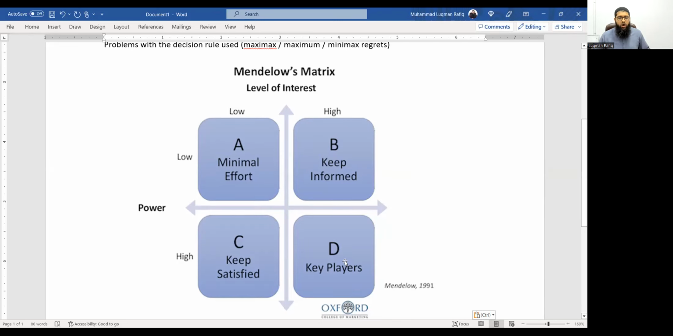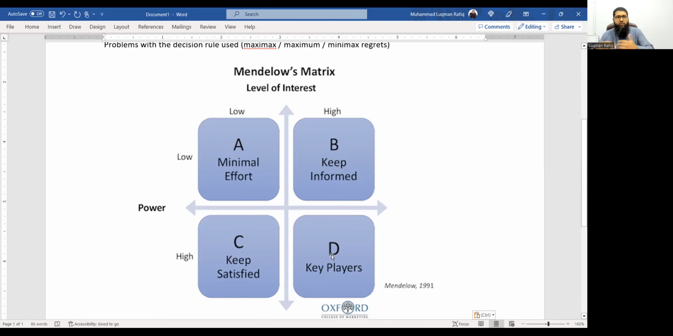Now, always remember, what do you do as an entity? For low level of interest and low power, you just make sure it is minimal effort. You don't have to put in extra effort for that. Low level of interest, high power, keep satisfied, like usually governments. You just got to make sure that the government does not start taking more interest in your business. They should have low interest, because if they start taking higher interest, they would become key players.